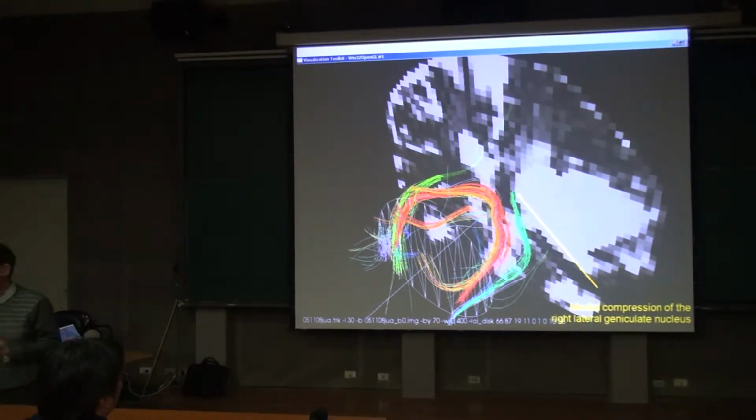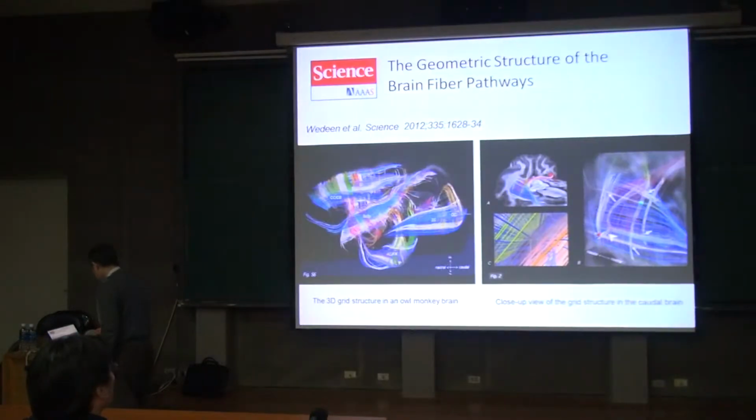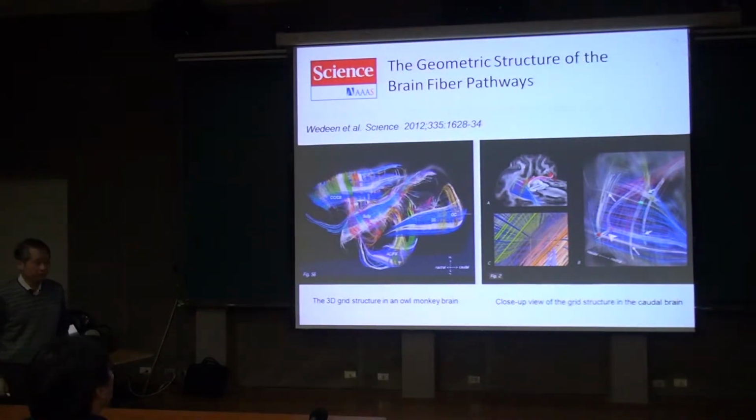So we start to see that diffusion tractography can tell us the answer on why the patient has this symptom. And we can also study many interesting things in the brain. This is the paper we published 2 years ago. These are all monkey brains, and we did very high resolution, high quality diffusion spectrum imaging in these monkey brains.